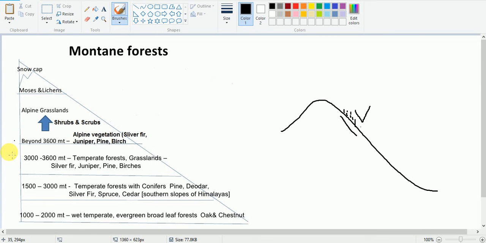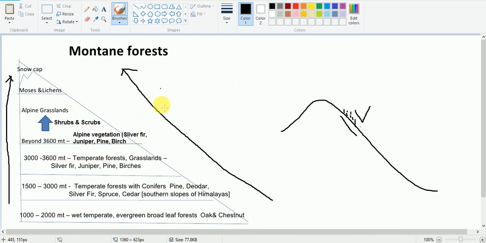Okay, here height increases. Okay, and depending on the altitude, the amount of rainfall and the temperature also decreases with height. Okay, and accordingly we find different types of forests on a big mountain like the Himalayan mountains. Say for example, here at the foothills between 1000 to 2000 meters above the sea level, the type of forest found here is wet temperate evergreen broadleaf forest, consisting of oak and chestnut.